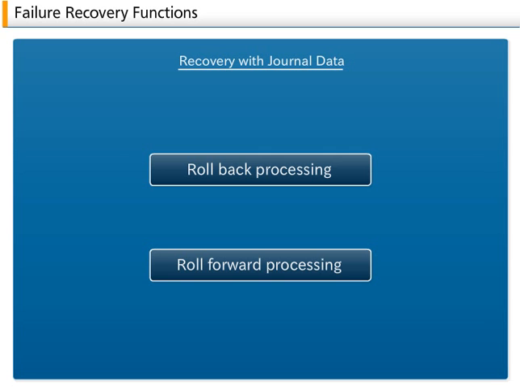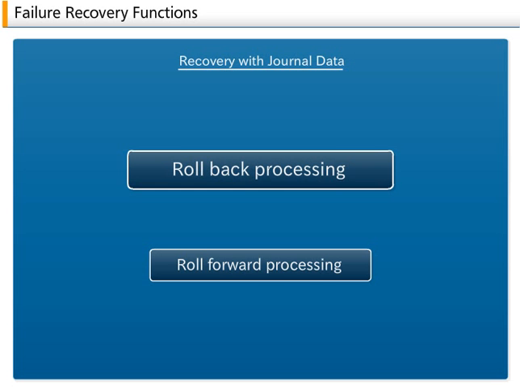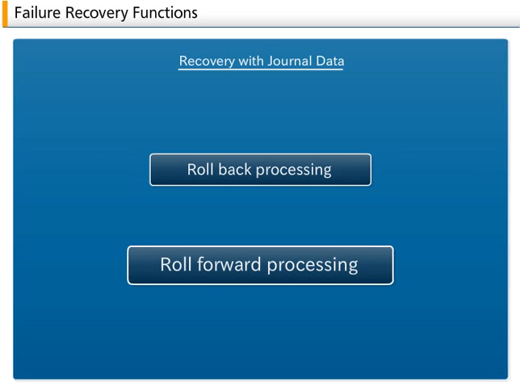There are two methods of processing and using journal data for failure recovery processing. One is rollback processing, and the other is roll forward processing.